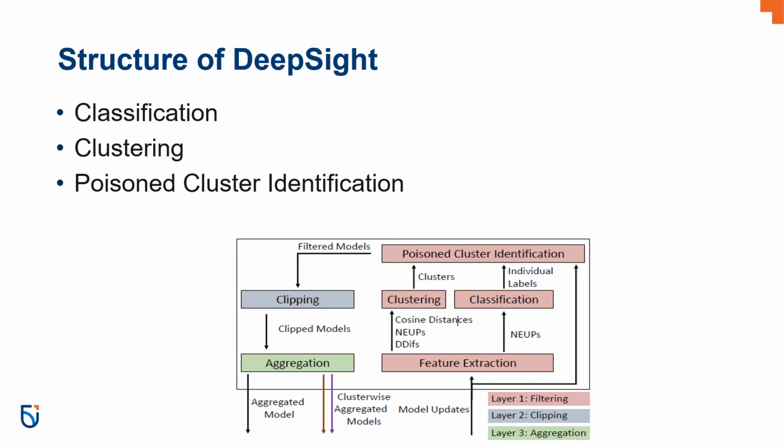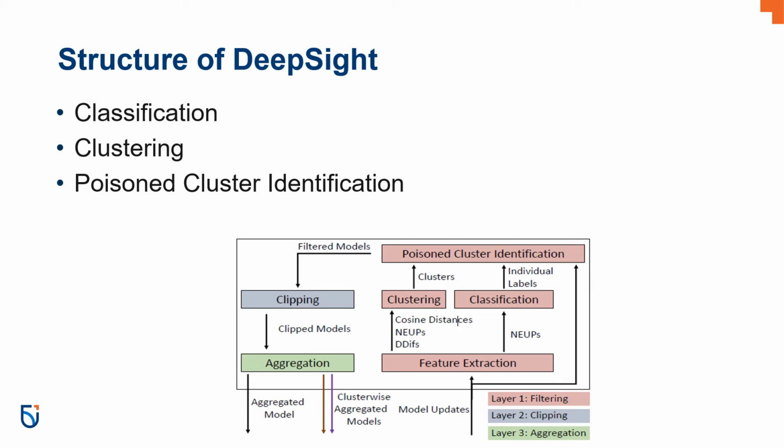The first phase in the structure of DeepSight is classification, where it utilizes a novel metric called threshold exceedings to label models as suspicious or legit. The second is clustering, where DeepSight groups model updates such that all the models in the same group have been trained on similar training data sets. It then uses two additional novel techniques, division differences and normalized energy updates, that characterize the models' training data, as well as the cosine metric.